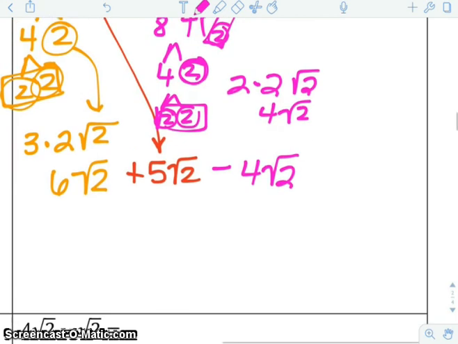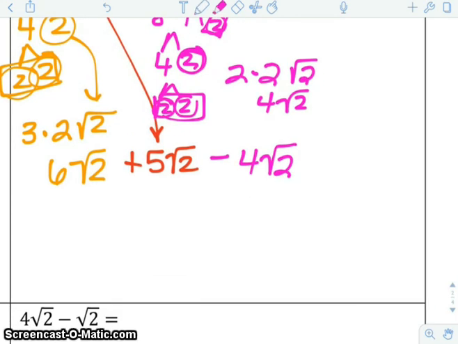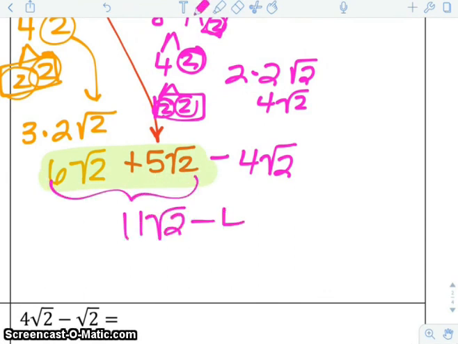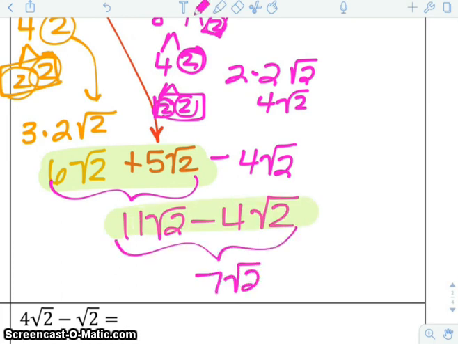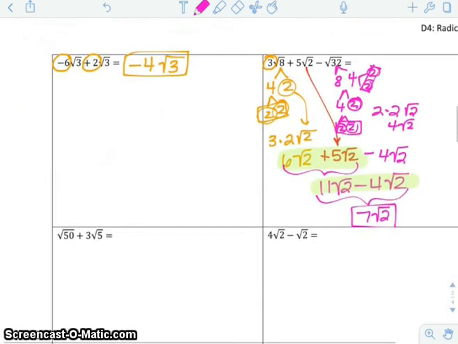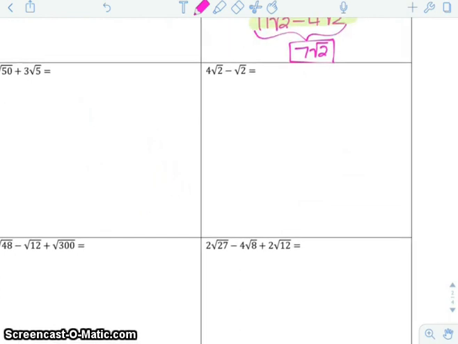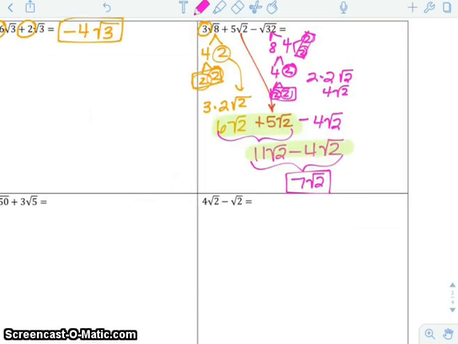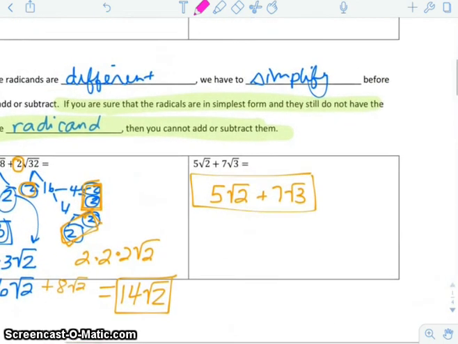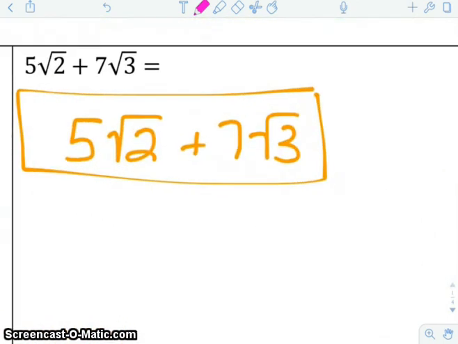I treat them just like I would treat like terms. 6 radical 2 plus 5 radical 2 gives me 11 radical 2. 11 radical 2 minus 4 radical 2, the whole thing simplifies into 7 radical 2. And that is my final answer. You'll see some that don't simplify into nice radicals where they have the same radicand, and you do just like you did for this example, and you leave them as separate radicals.